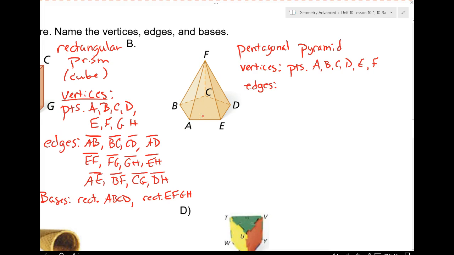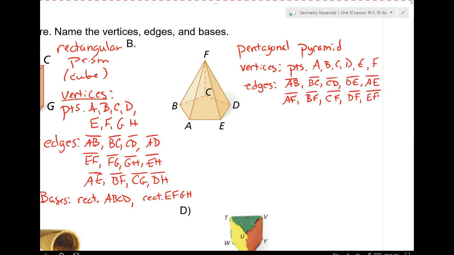All right. So with that, let's go through. Let's go segment AB, segment BC, segment CD, segment DE, and segment AE. So that's the edges all the way around our base. And then we got to do the ones that intersect at the vertex of the pyramid. So those just easily go around. You just go segment AF, segment BF, segment CF, segment DF, and segment EF. So going through with the edges on this one.